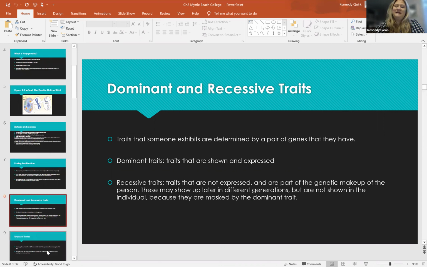Next, we're going to talk about dominant and recessive traits. The traits that someone exhibits are determined by the pair of genes that they are given. Dominant traits are shown and expressed. For instance, my dominant trait for my hair color is blonde. That is why blonde is expressed. Likewise, there are recessive traits. Recessive traits are not expressed. If somebody had a father with brown hair and a mother with blonde hair, and they ended up with blonde hair, their father's trait would be the recessive, since they did not get that hair color. They may show up later in different generations. Maybe if I were to have a child, my child would have brown hair, but it's not shown up in the individual because it is not a dominant trait.